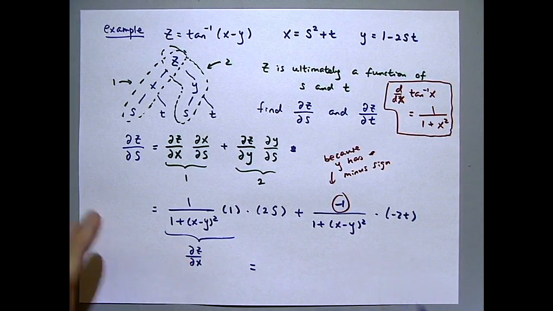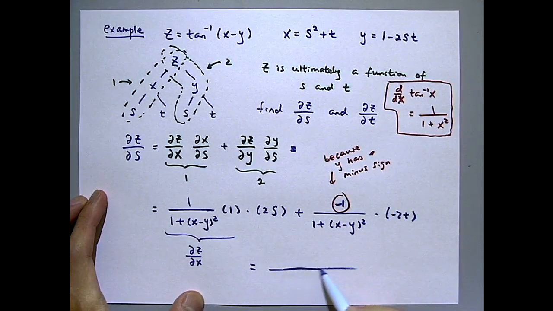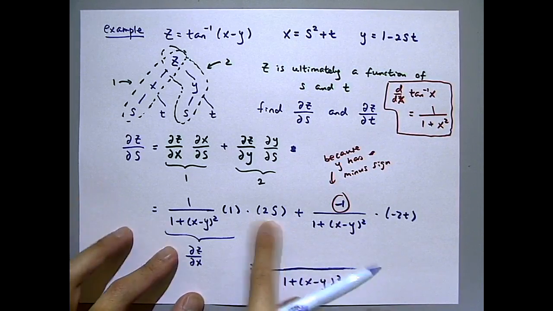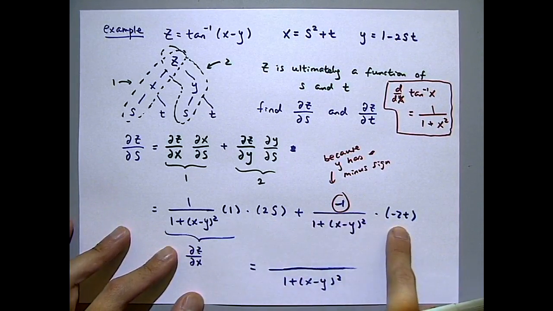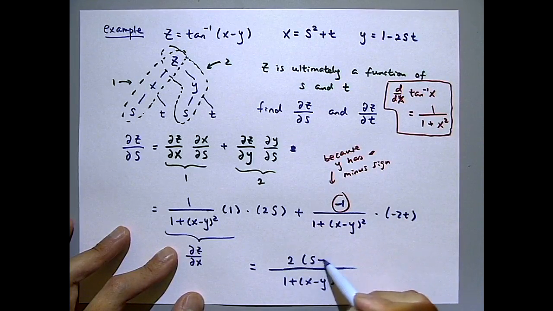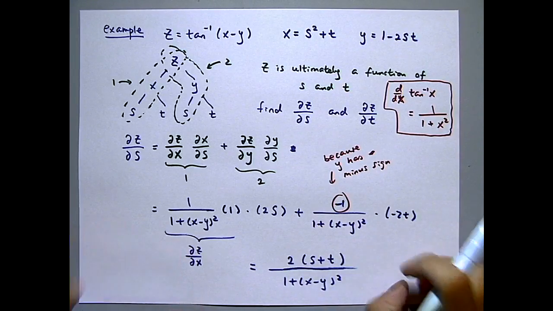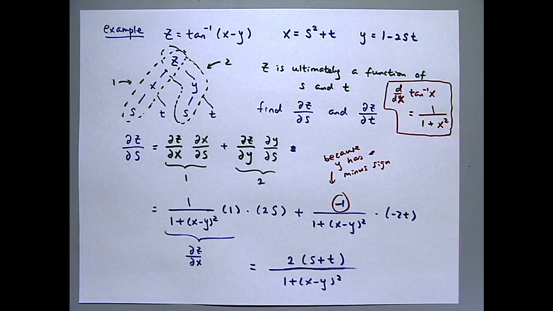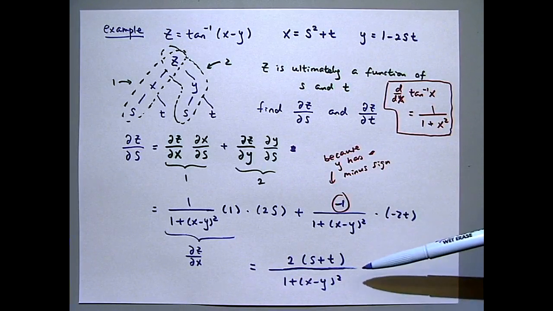Simplify this, they have the same denominator. 1 plus x minus y, the quantity squared. We have 2s up here, minus 2t, so 2 times s plus t. Question about this? Good?